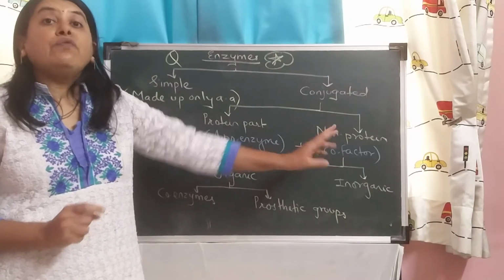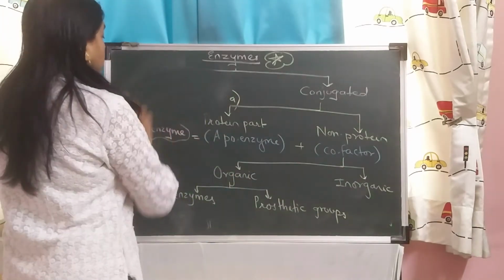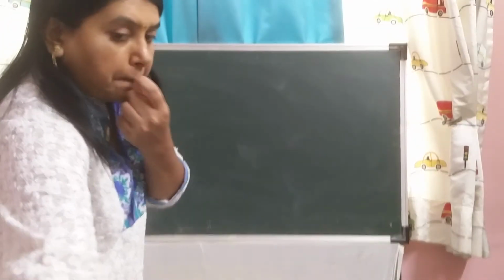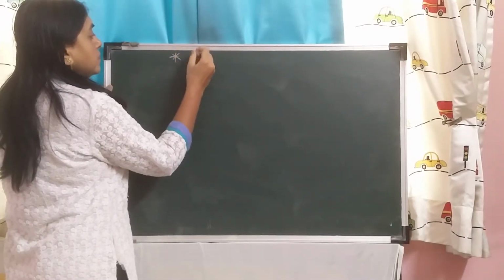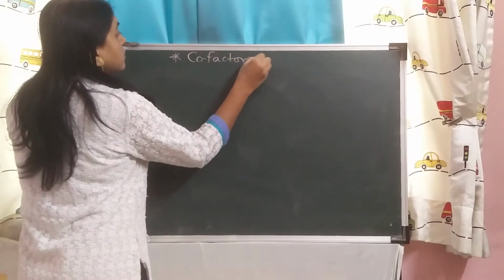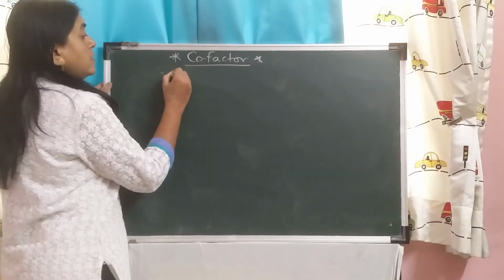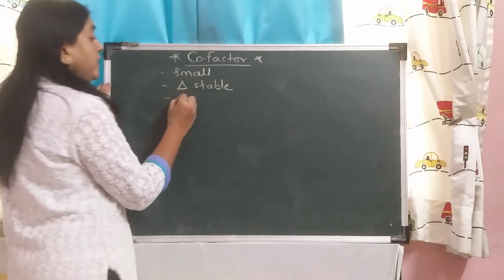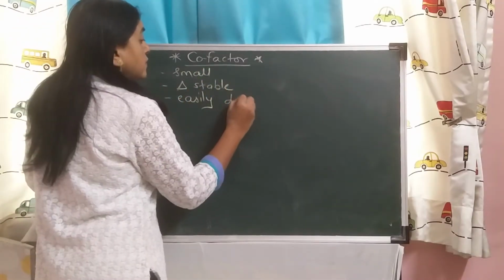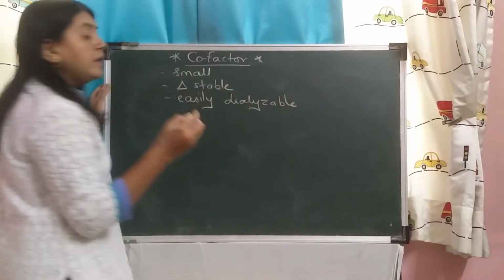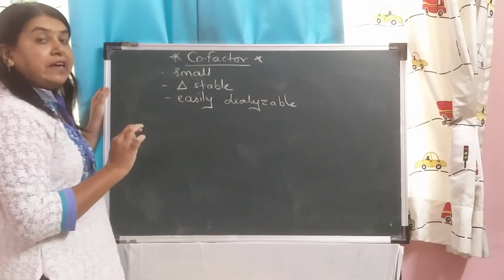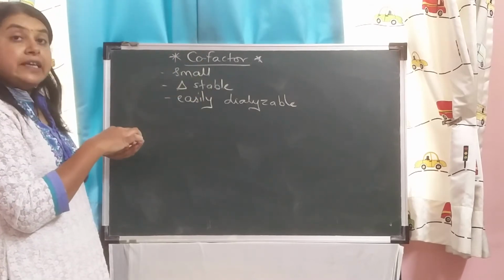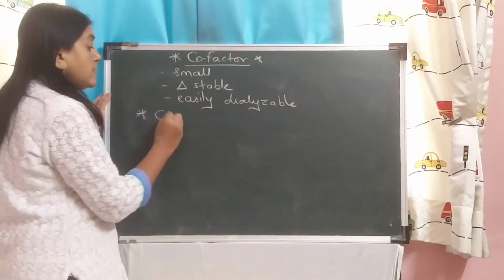Okay, so let us start with what is a cofactor. Cofactor is a small, heat stable and easily dialyzable part of the enzyme. Okay, that means it can be easily removed by dialysis. Then we saw cofactor was classified into organic and inorganic. So we will deal with organic cofactors. In that, the first organic cofactors were coenzymes.